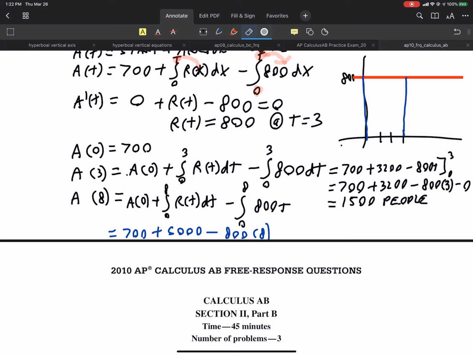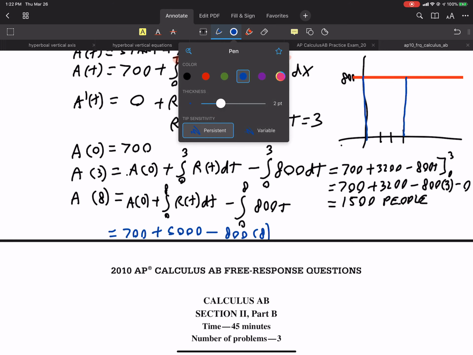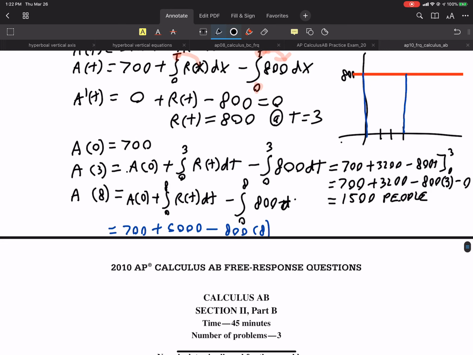And I made a boo-boo. This is actually supposed to be dt, not t. So let's get this answer up. And we're going to find something out here, I think.